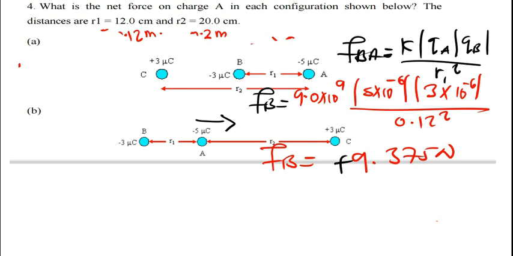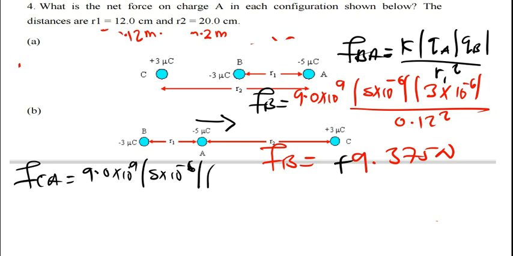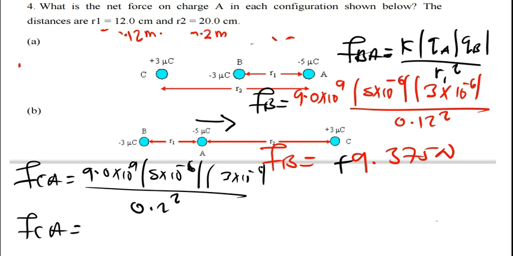Next, we go to the next one, which is A and C, that other one. Even this one is going to be the same. So we'll have FCA. The K is 9.0 times 10 to the power 9. Then my A is 5 times 10 to the power negative 6. My C is 3 times 10 to the power negative 6. We divide that by R2, which is 0.2, squared. We'll get the same thing as previously, 3.375. Now, is it going to be positive or negative?